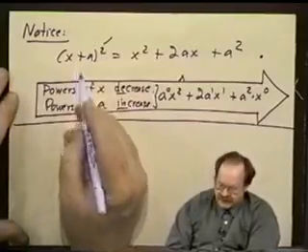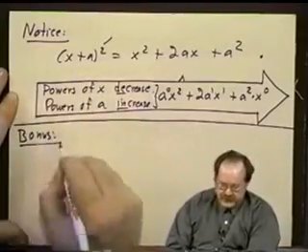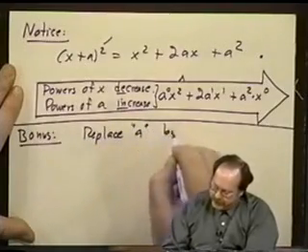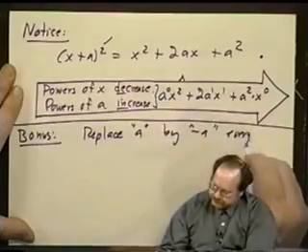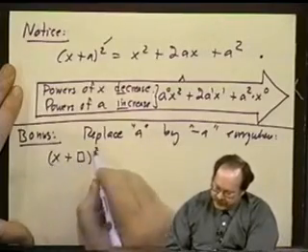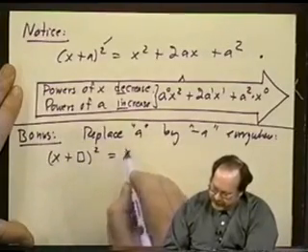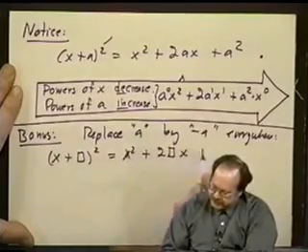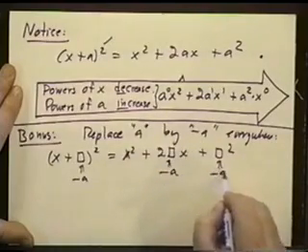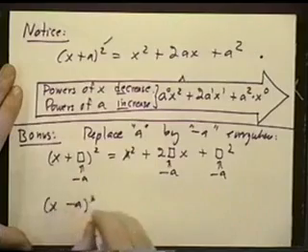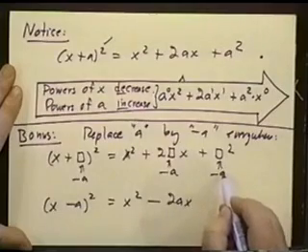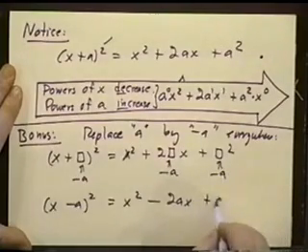Well, once we have this idea, we can get our bonus again. Same trick as before. We replace a by minus a everywhere. And what do we get? Well, remembering that this is x plus box squared equals x squared plus 2 box x plus box squared, and then putting minus a in the boxes, like so, we end up with x minus a quantity squared equals x squared. That won't change. And then we have minus 2ax. And when you square minus a, you get the same thing as a. So it's still plus a squared.